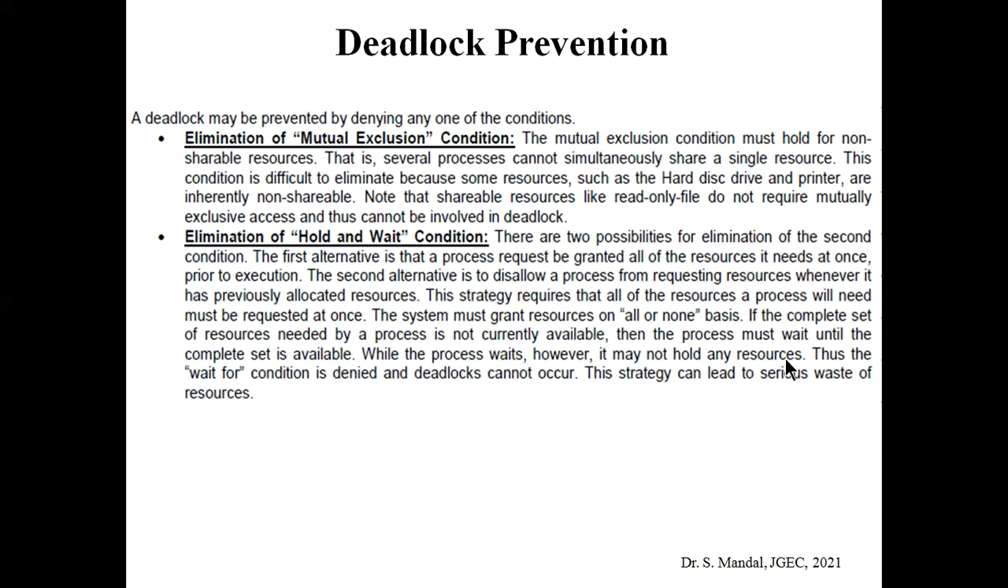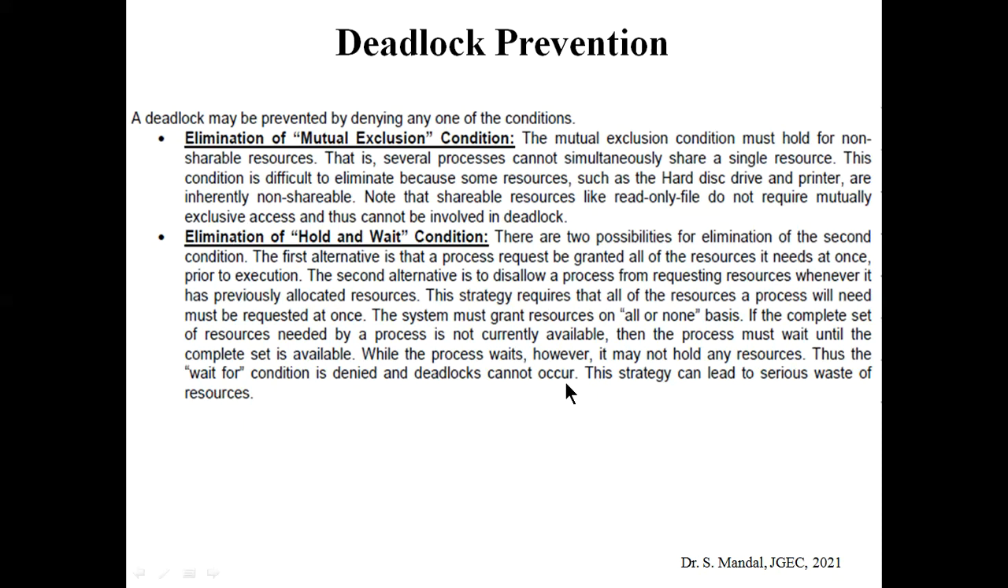Clear? That means suppose process p1 needs three resources, r1, r2, r3, but r3 is not available. At that time, the respective process will not execute. It will be in a wait state, but it will not hold the other two resources, r1 and r2. Thus the hold and wait condition is denied and deadlock cannot occur.